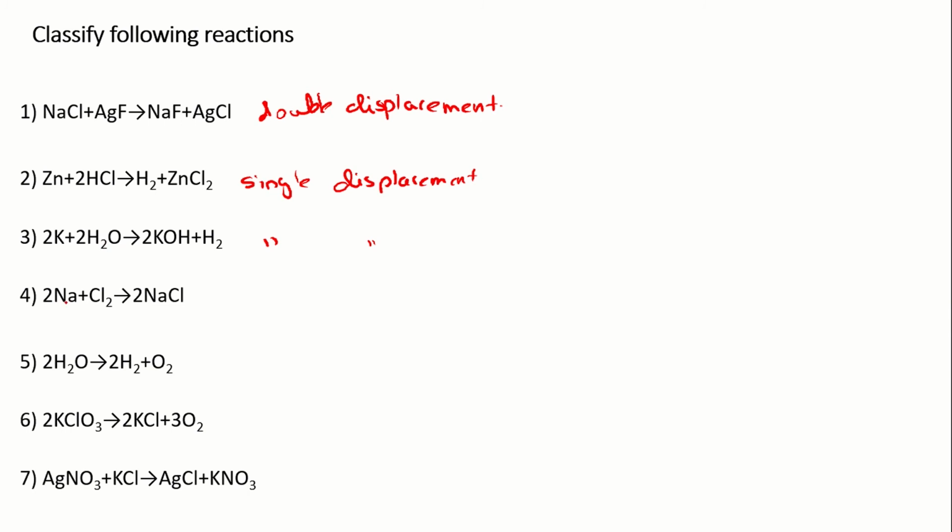Fourth reaction, sodium and chlorine combining to make sodium chloride. You have 2 reactants and 1 product. So this is a synthesis reaction. Fifth one, you have water breaking down into hydrogen and oxygen. You have 1 reactant, 2 products. So this is a decomposition.